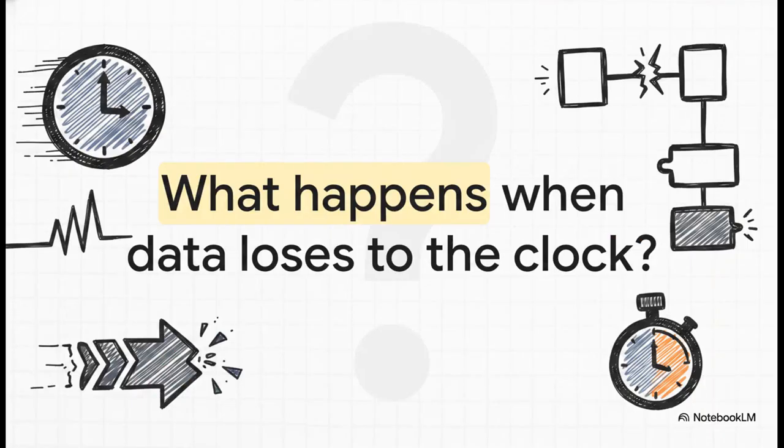So what really happens when data loses its race against the clock? We know it's not just some minor glitch. That data is lost, corrupted, or overwritten. If even one bit is late to its designated register, the entire circuit completely fails. It's a literal race against time, right? And understanding exactly how to measure that race, that's the foundational secret to building high-speed digital electronics.